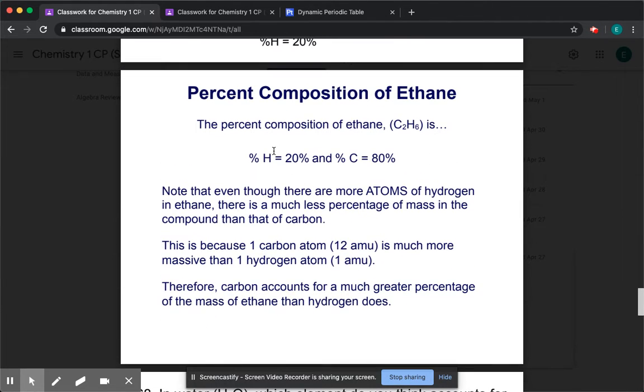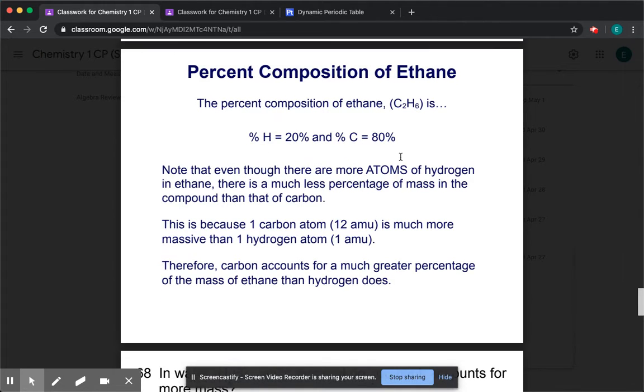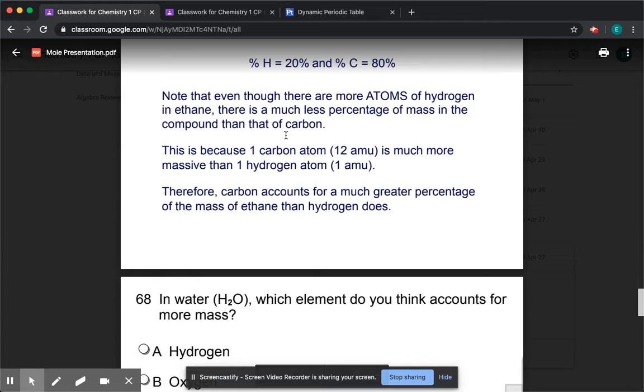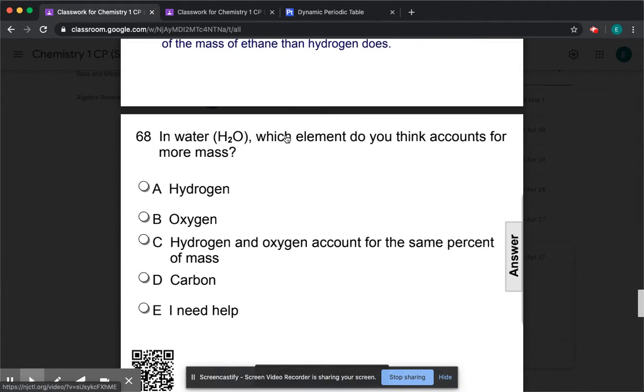Okay, so we're still on the ethane example. Hydrogen was 20%, carbon was 80%. Even though you had more hydrogens than carbon, that does not matter. It's the mass that matters. And now let's do some examples.